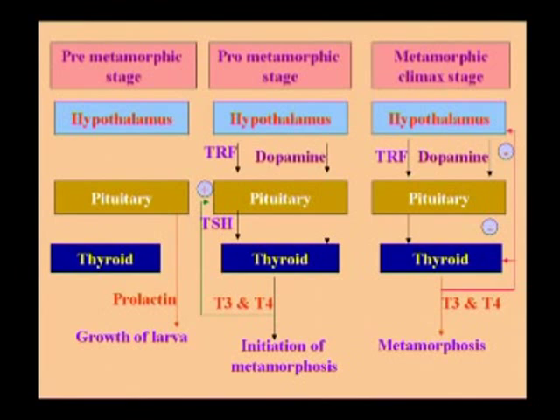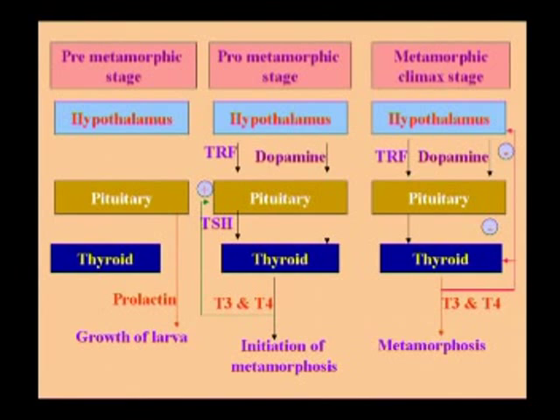During the prometamorphic stage, the hypothalamus releases a chemical substance, thyrotrophin releasing factor, otherwise called thyroid stimulating hormone releasing factor. Simultaneously, the same hypothalamus also releases dopamine. The dopamine inhibits the prolactin. It acts as a prolactin inhibitor, which gives a signal to the pituitary not to release prolactin.